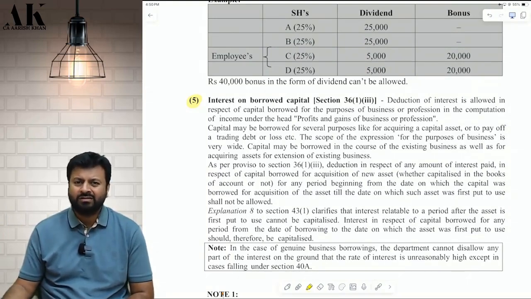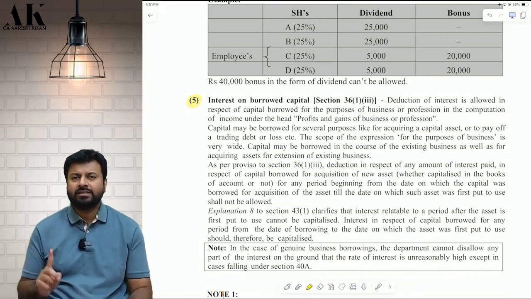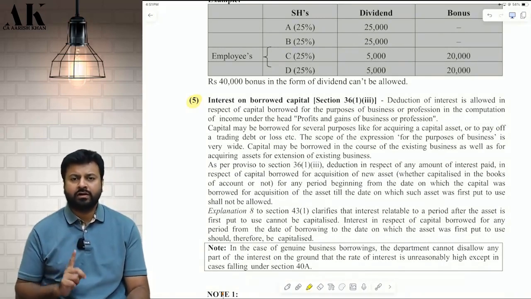I am mad or what, to pay more interest? There might be a situation where I may not have that creditworthiness. I may not have that CIBIL score to get a lower rate of interest. So again, the assessing officer cannot question your rate of interest.